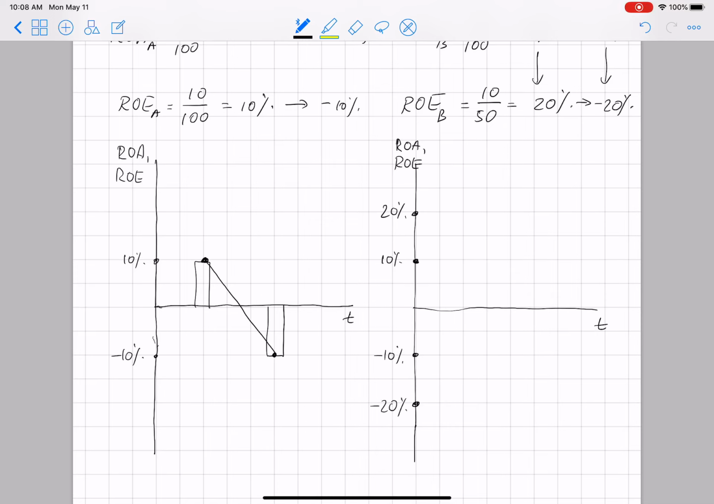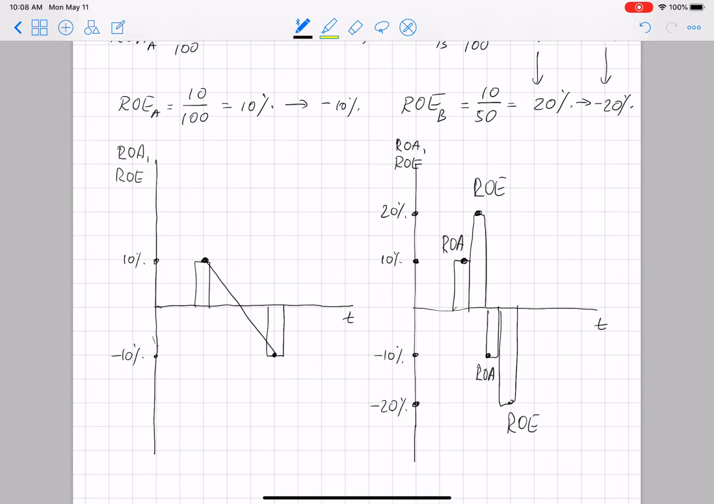So as you can see, your ROA is 10, your ROE is 20. I'm going to write it maybe a little bit closer like this. When your ROA is minus 10, your ROE is minus 20. So if you draw the bars, you'll have something like this. So as you can see, your ROE is much more volatile than your ROA. And that's what the leverage does.